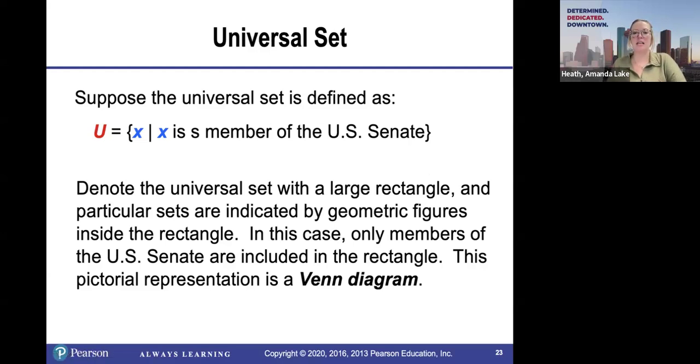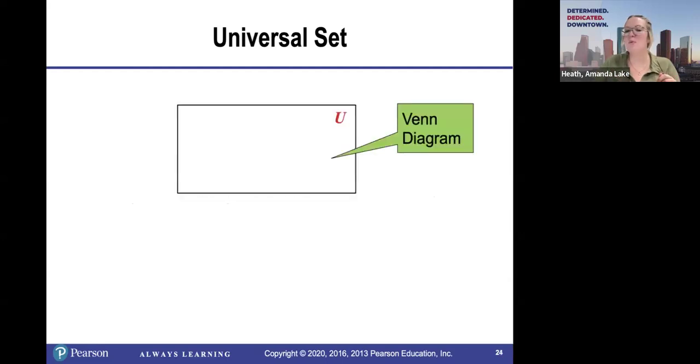So if we want to use some visual representation for sets, we can use a Venn diagram, and the universal set is denoted with a large rectangle, and then particular sets are indicated with geometric figures inside of the rectangle, usually ovals or circles. In this case, only members of the US Senate are included in the rectangle. This is a Venn diagram. So we could have our Venn diagram here. So me, Dr. Heath, is not a US Senator. So I would not even be in this universal set. I'm not part of the discussion when we talk about the set of United States Senators.